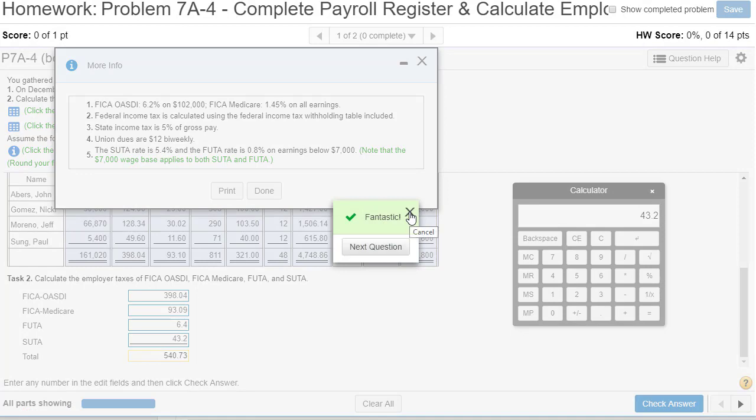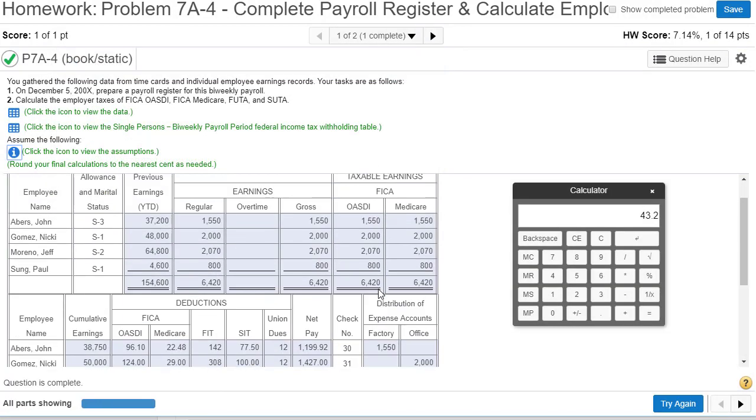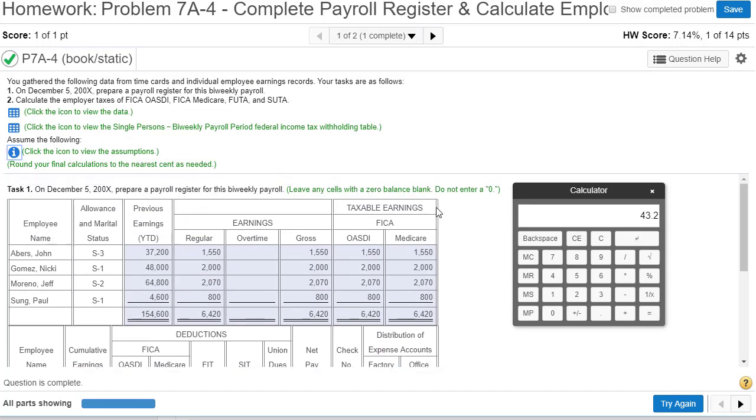Fantastic. So this problem would have been much easier if this payroll register had a taxable earnings column for FUTA and SUTA. So this is a deficient payroll register. They did not do this payroll register correctly. And that's it.